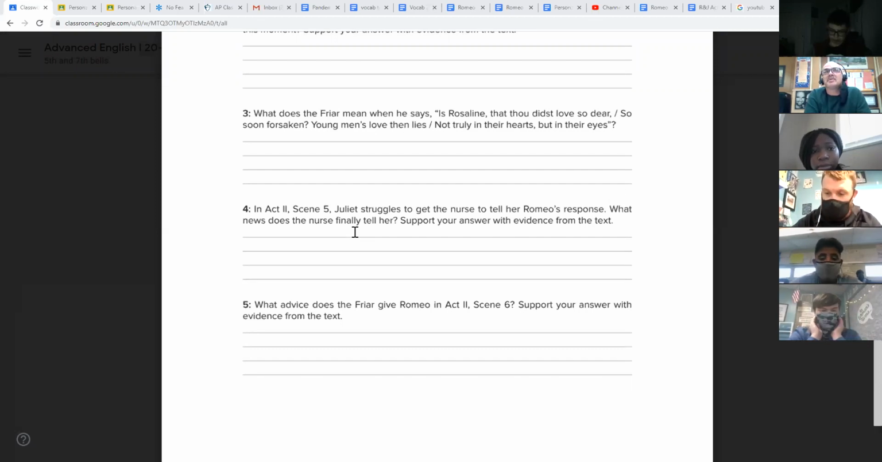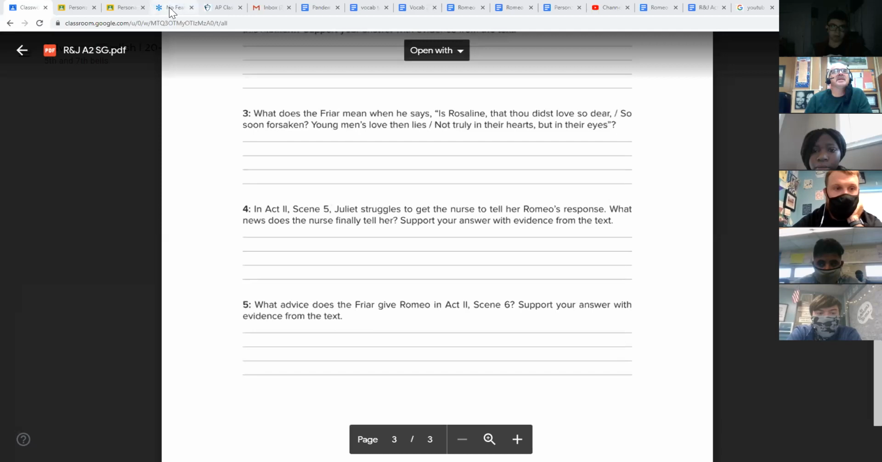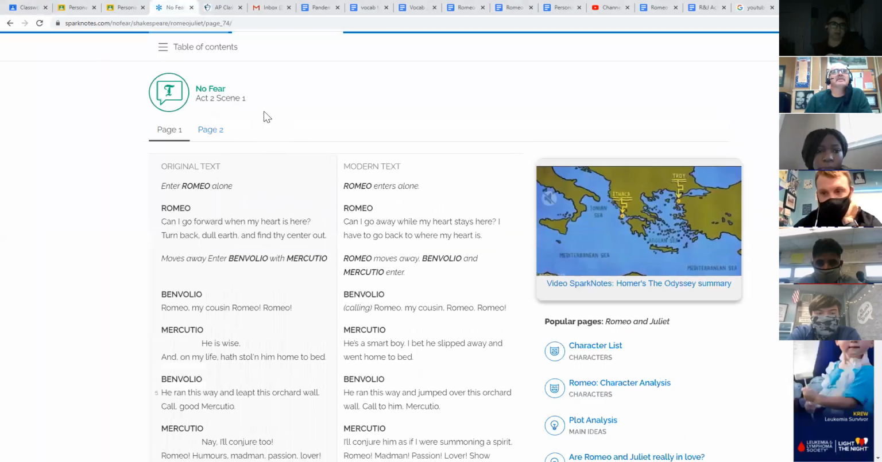Because she was afraid that Romeo was maybe just the wine talking, and he's just kind of acting crazy in the middle of the night, but no, he actually meant it. Not that that's necessarily a great idea, but he did mean it. And so if she gets permission to go to confession, she's going to meet Romeo at Friar Lawrence's chamber, and they're going to be married that day. And indeed, they do, and that takes us up to number five. And what advice does the friar give Romeo in Act 2, Scene 6, for your answer to evidence from the text? Let's actually go to that.